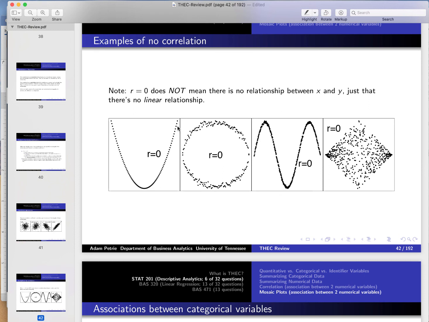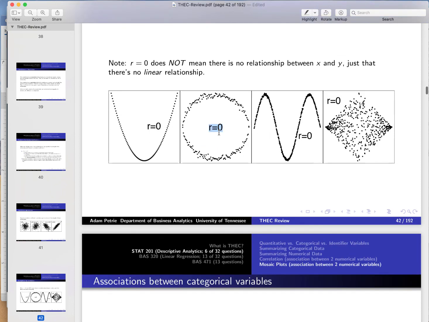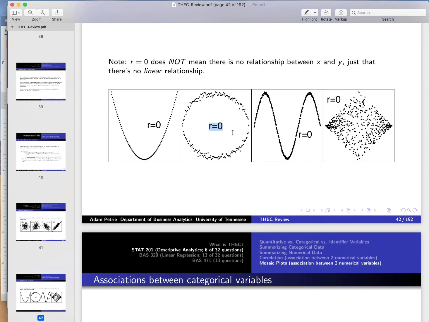So here's a perfectly well-defined relationship between x and y. All the points fall exactly on a parabola here, but the correlation is still 0 because there's no linear component to this relationship. Here we have a nice tight circular relationship going on. Once I know x, I can definitely narrow down what the possible values of y are, but numerically the correlation works out to be 0. These are examples where there's no linear component to the relationship, and so the correlation is 0, but they're still fairly strongly associated.